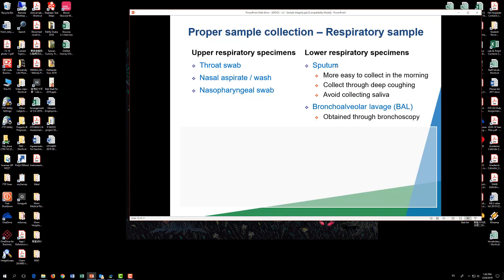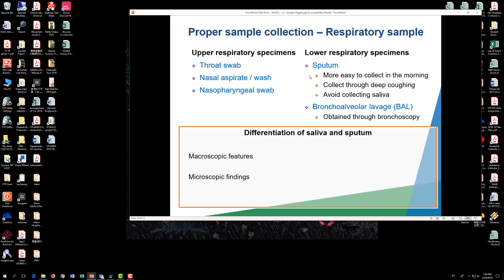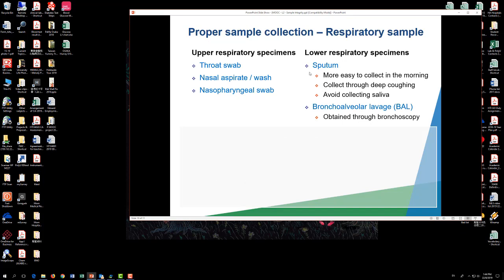To collect sputum, it is easier to collect it in the morning, and it should be collected through deep coughing, avoiding any saliva collection.